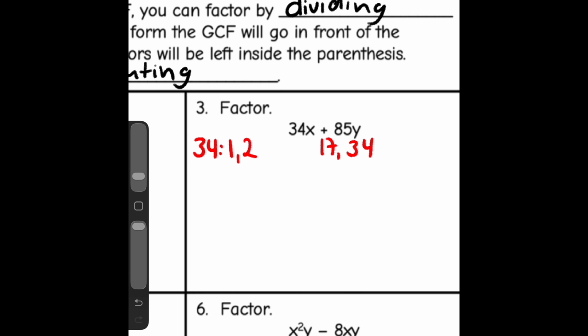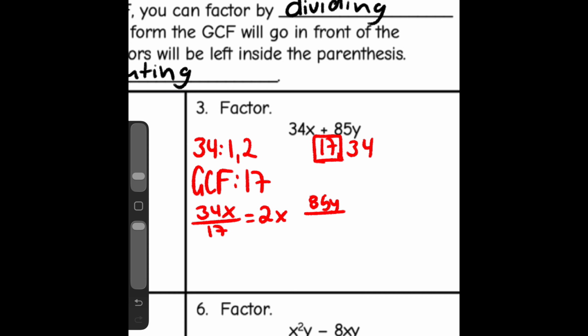Now, let's see if we can divide 85 by them. So 85 divided by 34 is 2.5, so no. 85 divided by 17 is 5. So we know that 17 is going to be our GCF. Now I have to take into account my variables. I have an x and a y, so that means that there is no like term variable, if that makes sense. So there's no variable that's going to be put into our GCF. So now we're going to go ahead and divide. 34x divided by 17 equals 2x. Awesome.